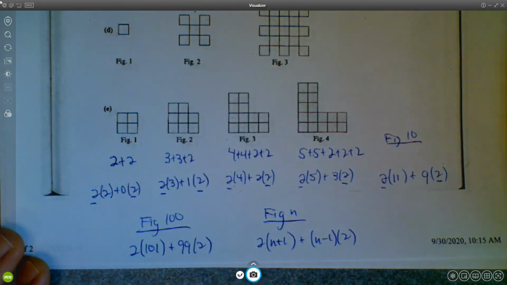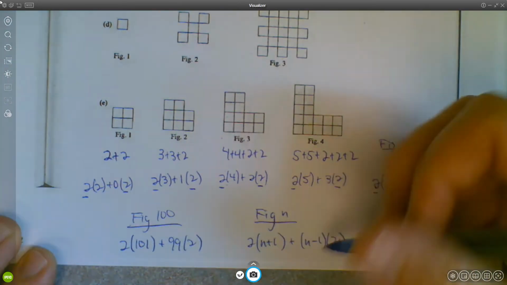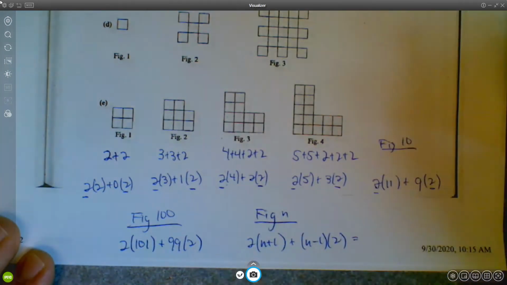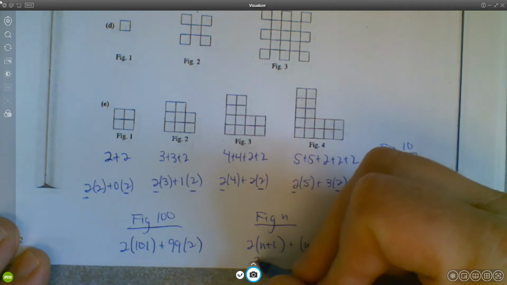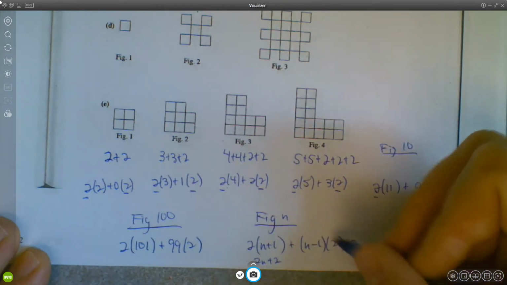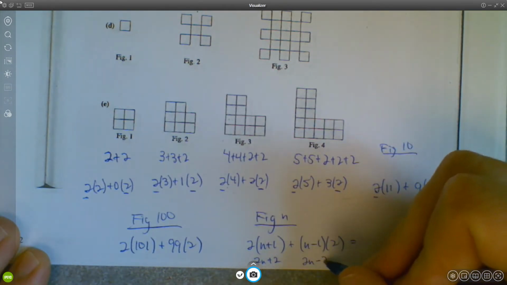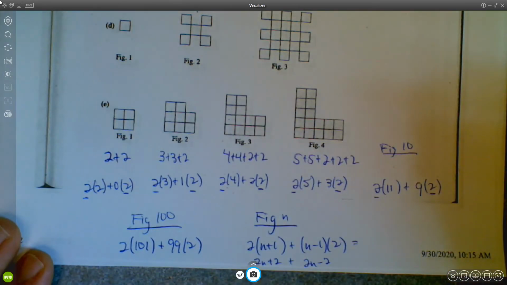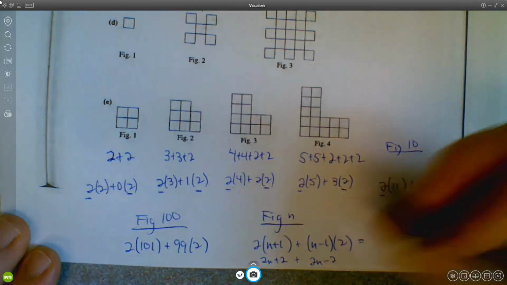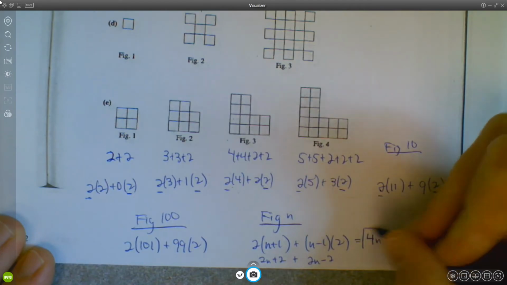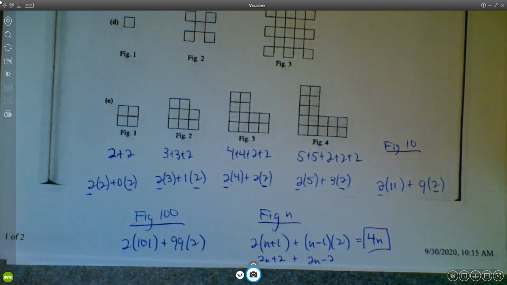Okay. Anyway, we can simplify this. You should get 2n plus 2 here, and then here you should get 2n minus 2. Oh, that's very interesting, right? So that's just 4n. So you should just get 4n. So 4 times the figure number.